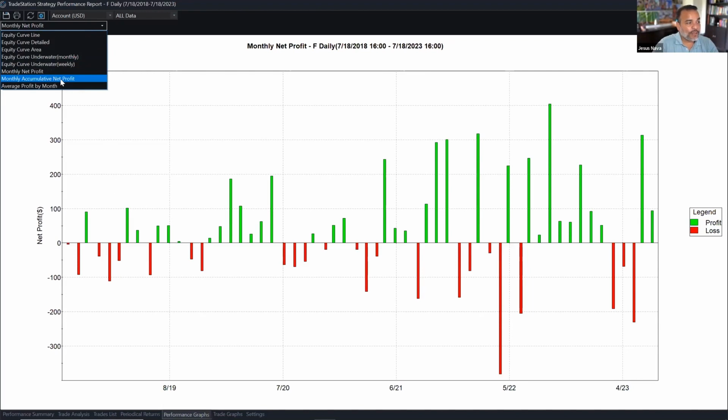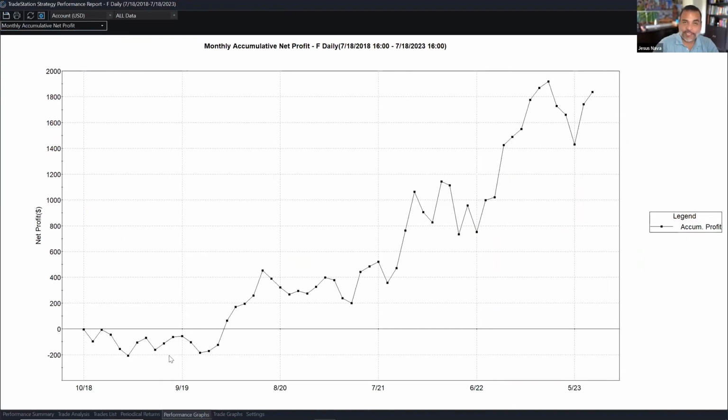And then we have the cumulative net profit, which means that it's going to take those profits and losses that you saw earlier, and it's just going to keep track of them and add them on top of each other until we get something similar to the equity curve line that we saw at the beginning, but this is more like a monthly equity curve line. So the very first value that we see on the far left is October 2018. The next value is November 2018. So one gives you the P&L, the other one gives you the cumulative P&L.